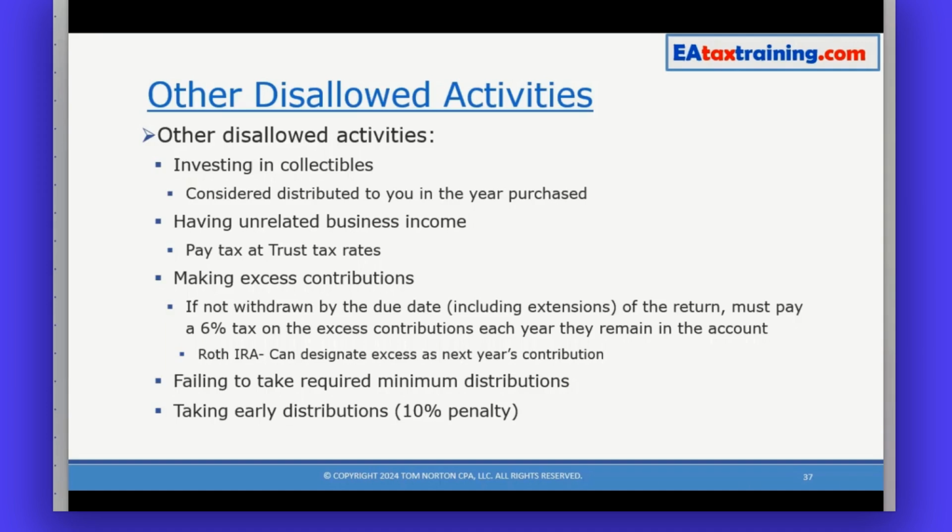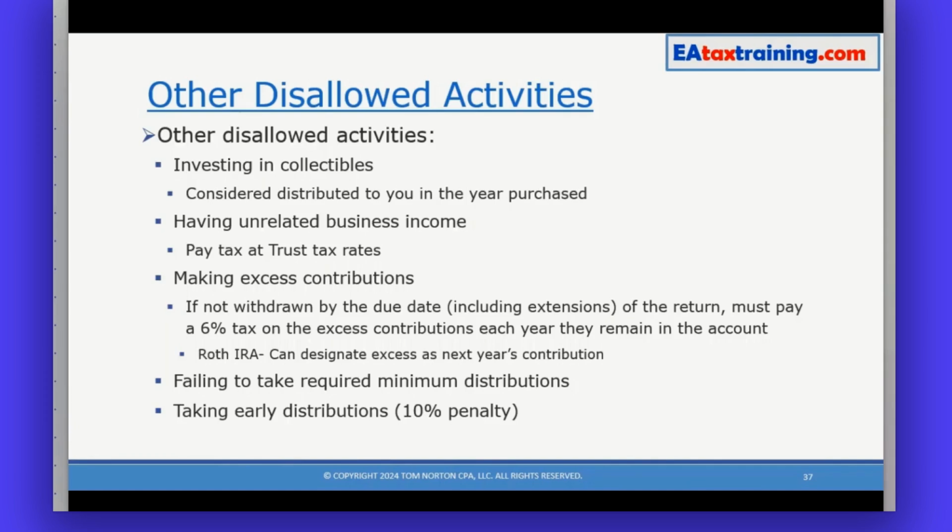If it is a Roth IRA, then what you can do instead is designate the excess as part of next year's contribution. So if you make an excess contribution to a Roth, you can say, okay, I know I made too much. Instead of taking the money out, let's just count that toward next year's contribution. Then, of course, that would reduce the amount that you could contribute next year because that would go against your $6,500 or $7,500 maximum contribution for the year.